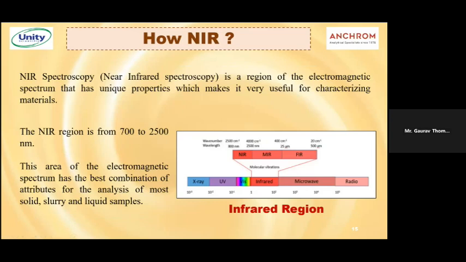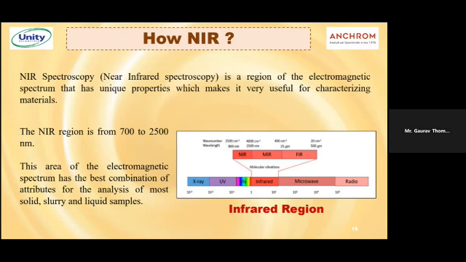Why is only this NIR range selected for evaluating different parameters from your sample? It is because it has the best attributes. In this spectrum, this set of wavelengths has the best attributes for analyzing different sample types. It could analyze your solids, your liquids, your other kinds of samples. All these different kinds of samples are available in our one matrix, that is our food. So different kinds of food samples could be analyzed using this NIR.